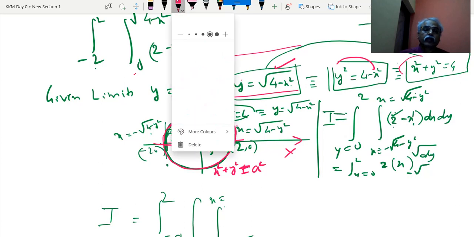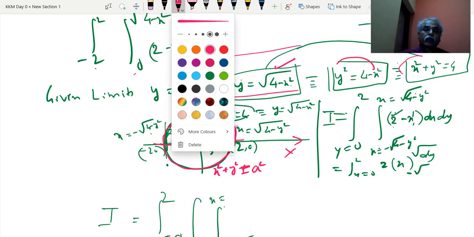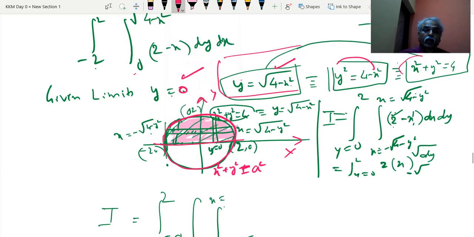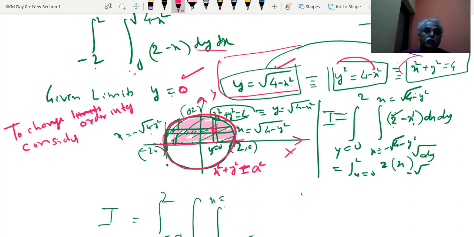Now to find the limits, as usual, suppose you want the y limit first, then take the elementary area dy dx and move it back and forth. So when I move it, I am going to get y equal to 0 to y equal to this. But the y limits are already there; we want to change dy dx to dx dy. To change the limits, first consider a strip parallel to the x axis. You don't want y, you want x, so consider a strip parallel to the x axis.